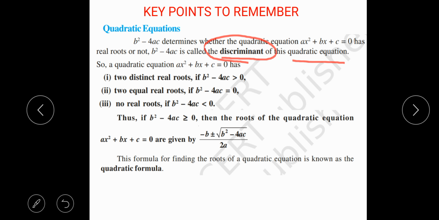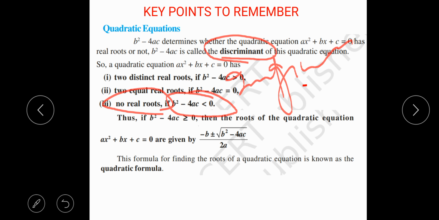So if a quadratic equation ax square plus bx plus c is equal to 0 has two distinct real roots, two unequal roots, you will find b square minus 4ac is greater than 0. And if b square minus 4ac is equal to 0, then it has two equal real roots. And if b square minus 4ac is less than 0, then it has no real roots. Then the roots are called imaginary roots, which means you have no need to find these roots.